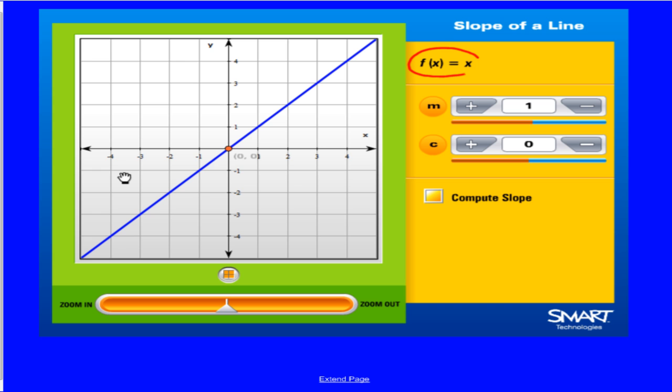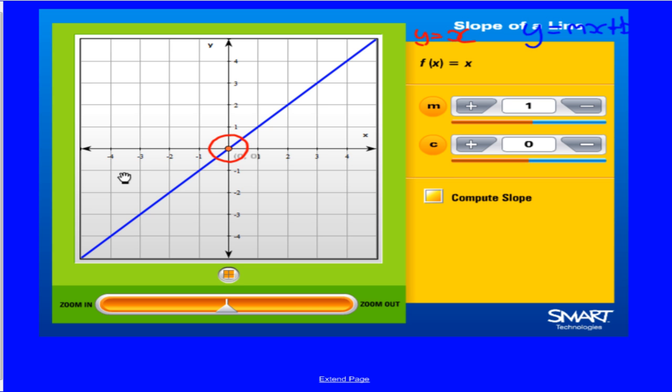So here we have our equation. It is f of x equals x. Now, f of x can be written as just y. So we can say we have y equals x. Now, looking at our gradient-intercept form, we had y equals mx plus b. And what we have at the moment is just f of x equals x. So we have no b, there is plus 0. So our graph is crossing the line here at the origin, or the y-intercept is 0.